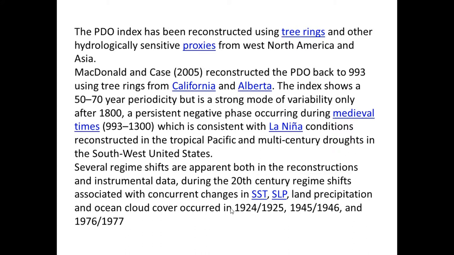Several regime shifts are apparent both in reconstructions and instrumental data. During the 20th century, regime shifts were associated with concurrent changes in SST and SLP, which is basically sea level pressure, and then ocean cloud cover, occurring in 1924-25, 1945-46, and 1976-77.